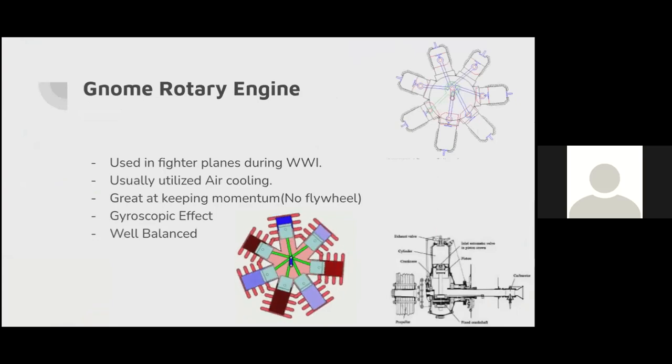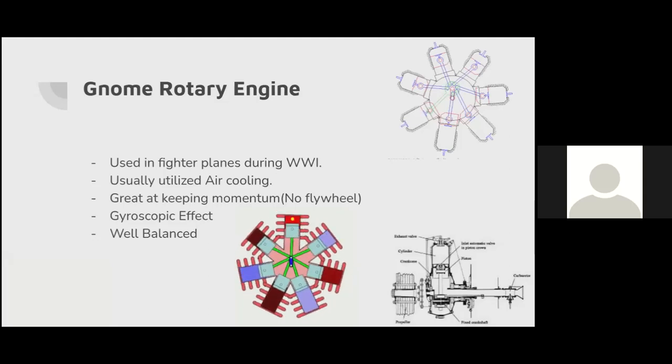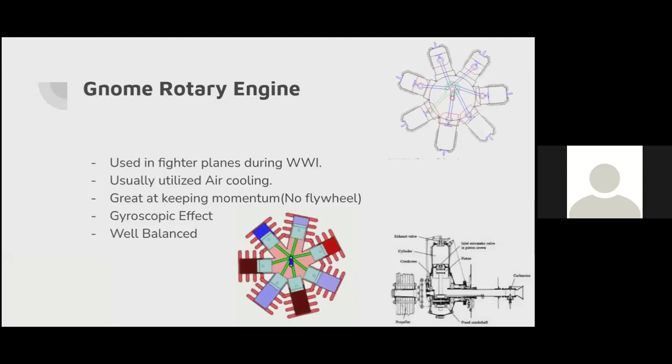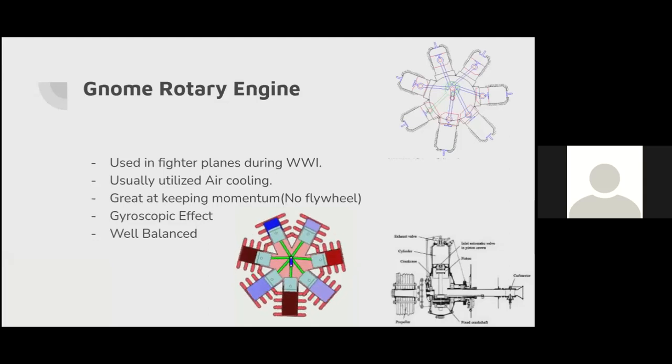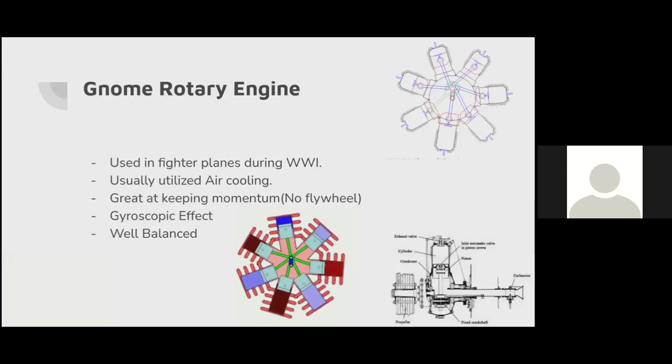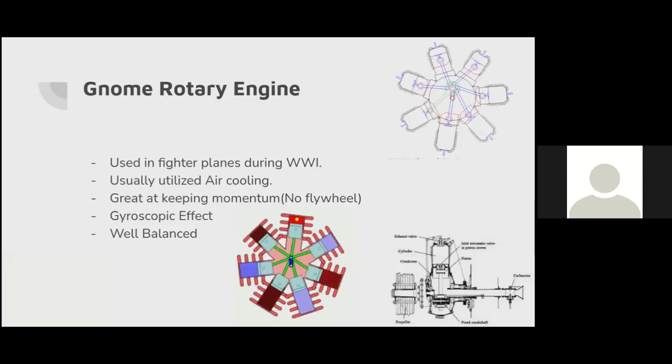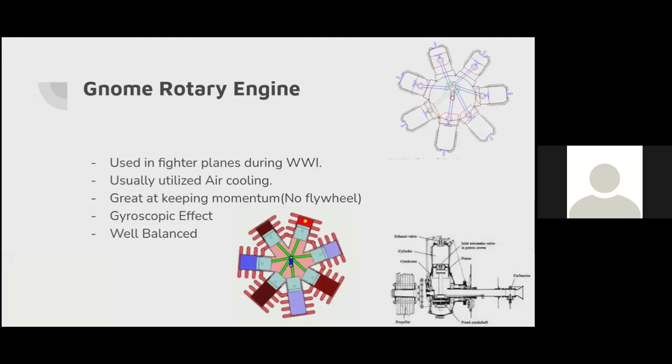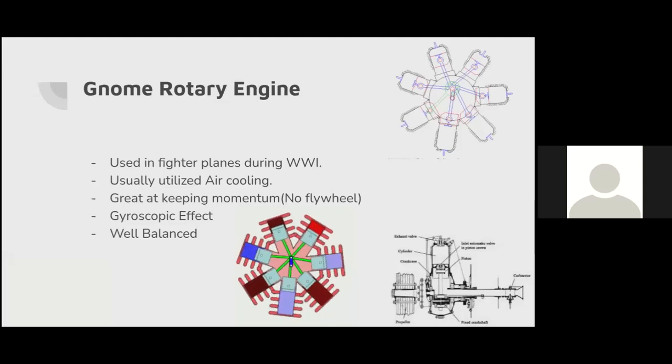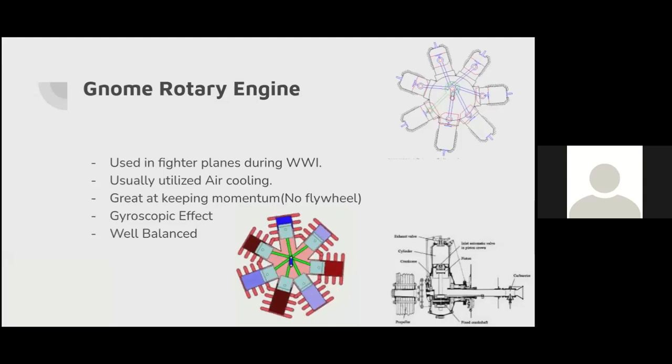This is one of the examples that were on the given link. This is the closest thing I could find to it that's used in modern day, or close to now. It's the, I don't know how to pronounce it, the Gnome rotary engine. It was used in fighter planes during World War I. It usually utilized air cooling, which is pretty effective. It was great at keeping momentum because it was a big moving thing that was pretty heavy. You don't use it much anymore. It had a gyroscopic effect, and it was well balanced.